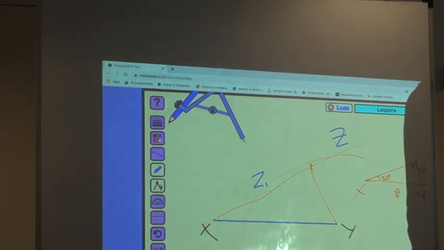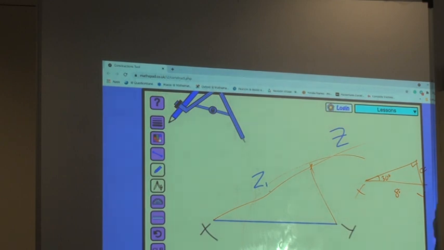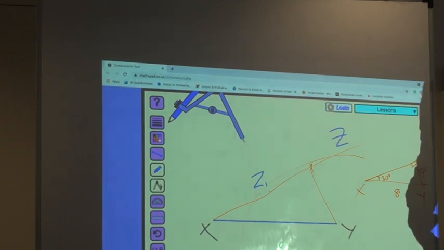Okay? Now for number 3, what do you notice? I put a clue about the triangle. It does not form a triangle. So my so-called triangle XYZ does not exist. You can say it doesn't form a triangle, or the triangle does not exist.